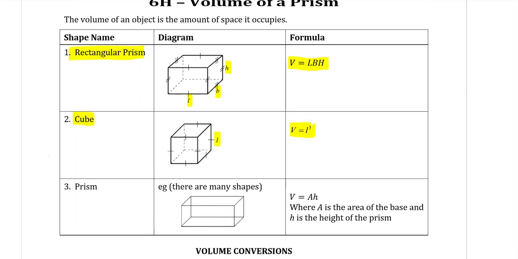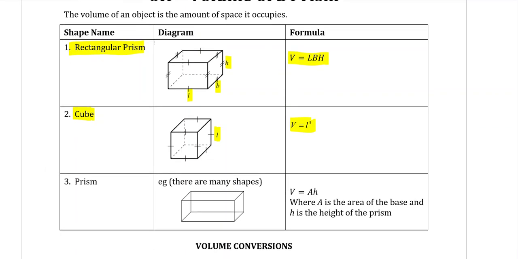If you have any other type of prism, like say a triangular prism, where it's a triangle on the front, you find the area of whatever the front surface is. That's what the A represents. A is the area of that. And then you times by the height of the prism going back. So that's a more general prism formula for any prism. As long as you can find the area, you times by the height going through it.